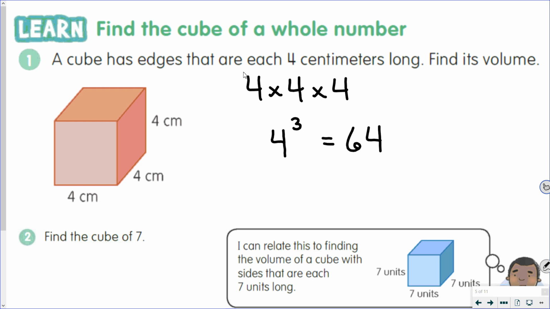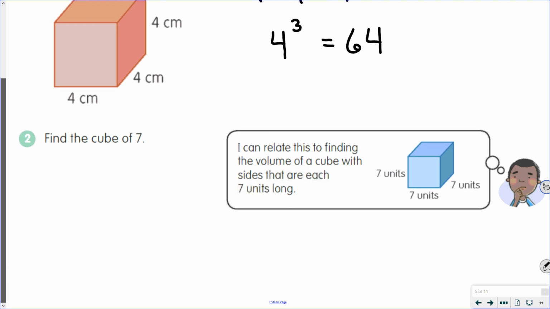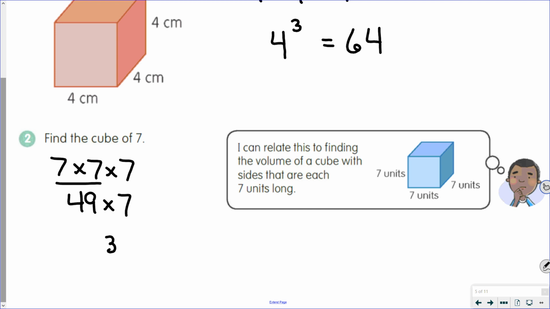So if we're going to cube 7, we just think of that as being finding the volume of the cube. So we take 7 times 7 times 7. We know that 7 times 7 is 49. So when we take 49 times 7, 9 times 7 is 63. 7 times 4 is 28, and 28 plus 6 is 34. So 7 cubed is 343.